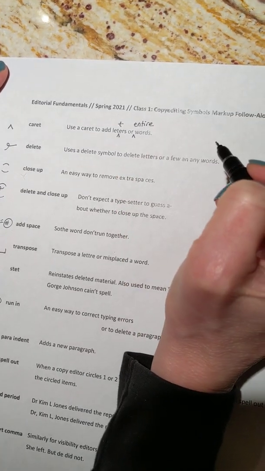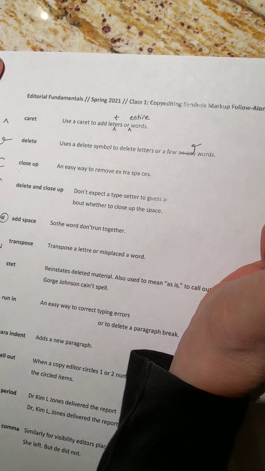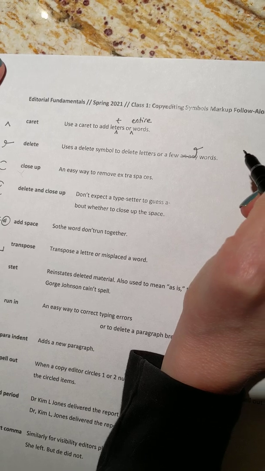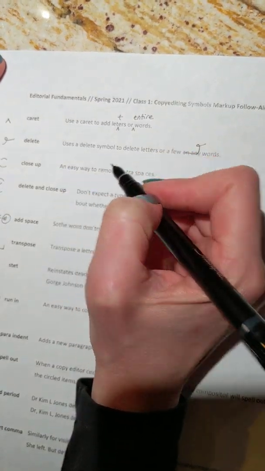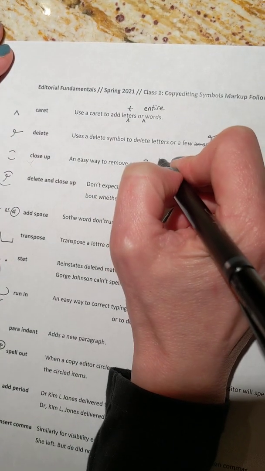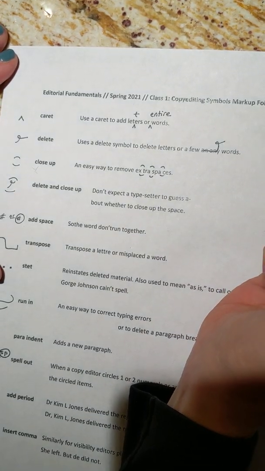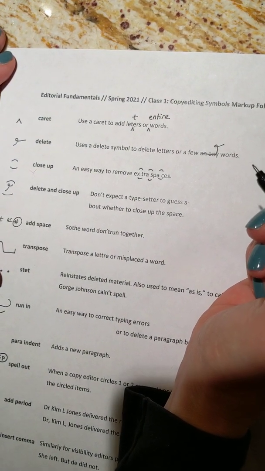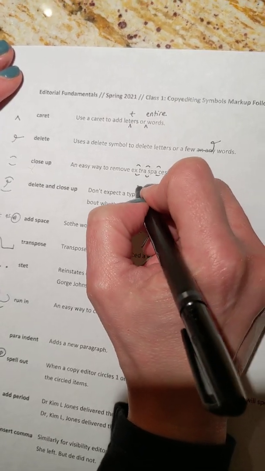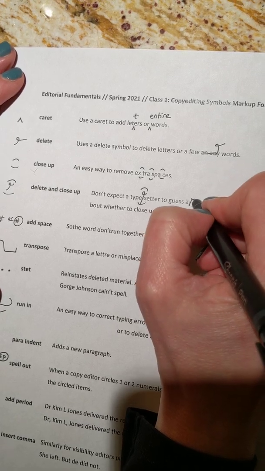You can delete a bunch of letters or a bunch of words with it. The close up symbol is really good for just closing up extra spaces. Whoops. If you wanted extra spaces to be one word, that's how you would do it. Delete and close up is the delete symbol plus the close up symbol.